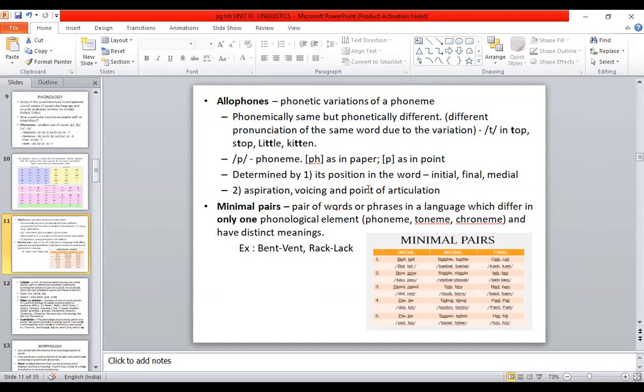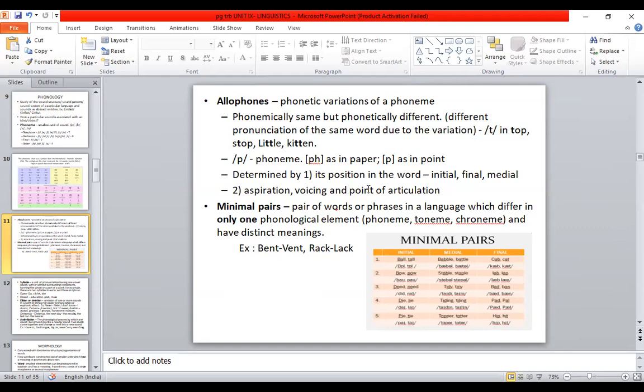So if you look at this very closely and try to pronounce it yourself, you will know that this sound t is phonemically the same, but phonetically different. Why and how? Because of the variation. And what does this variation depend on? The position of the sound or the letter in the word, whether it's in the initial, medial or final position. It depends on that, number one.